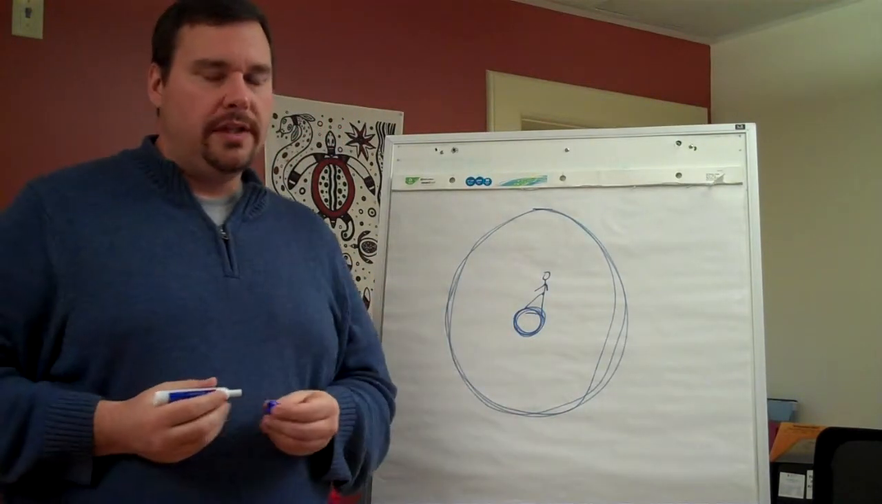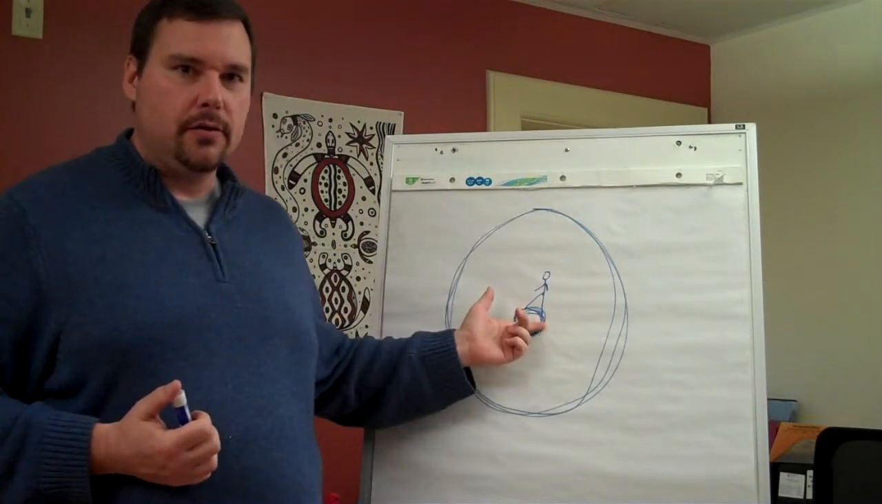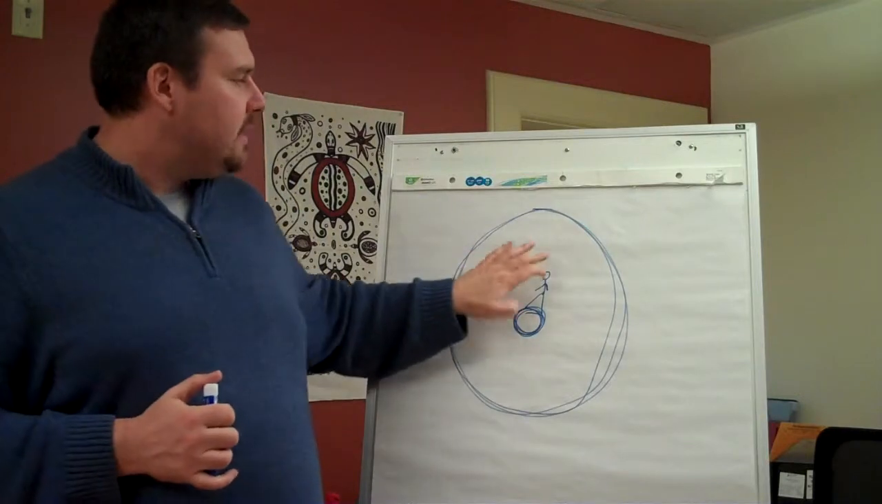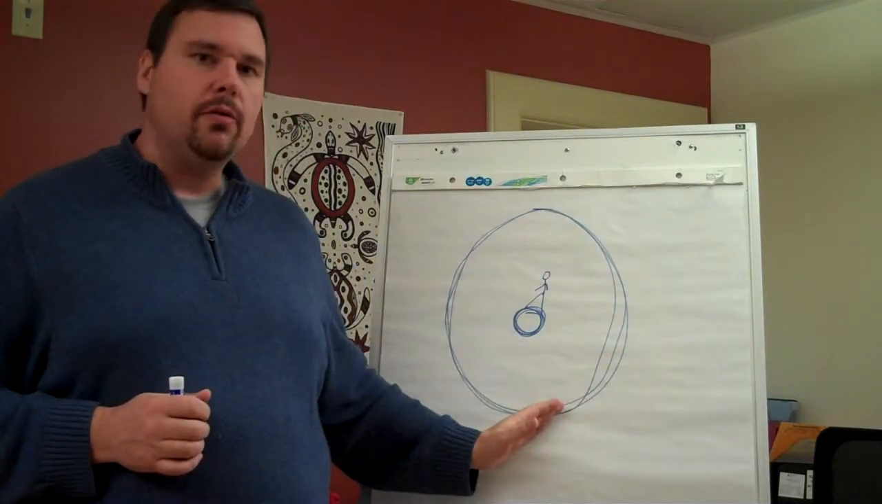This is the big circle and the little circle. Now, it's a big circle and a little circle. It's not that complicated. But the real key in this is the idea of what this big circle represents.